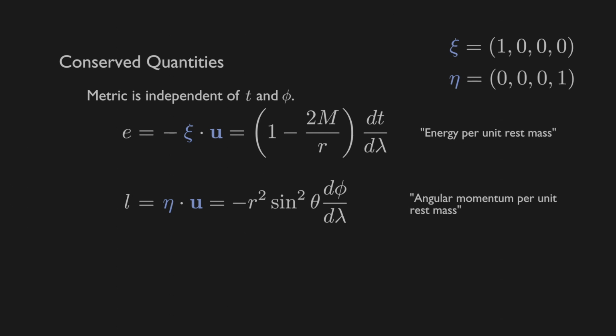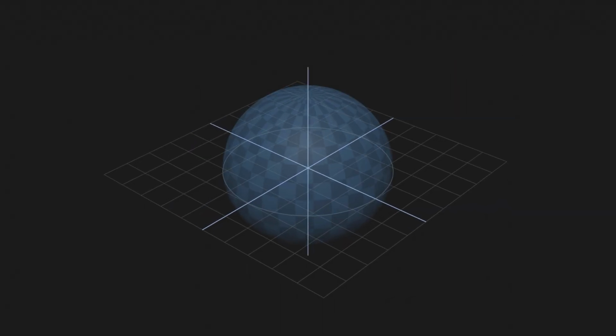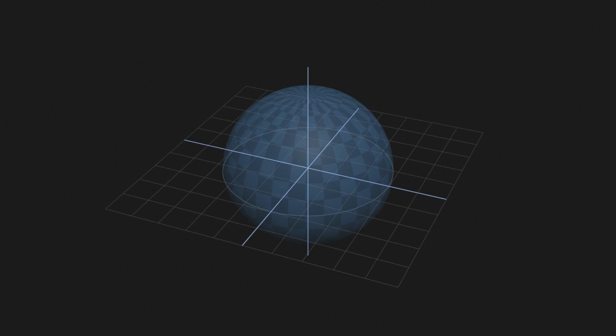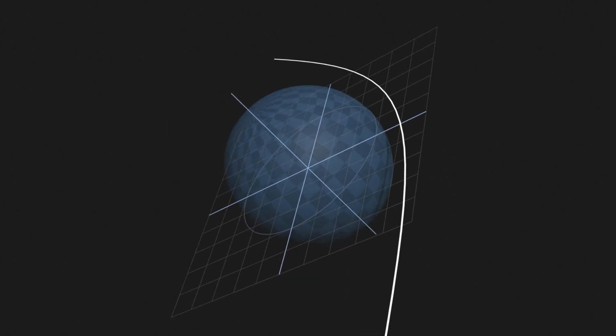Secondly, since the metric is spherically symmetric, you can always orient the spherical coordinate system such that the light ray orbit lies in the equatorial plane, theta equals pi over 2.